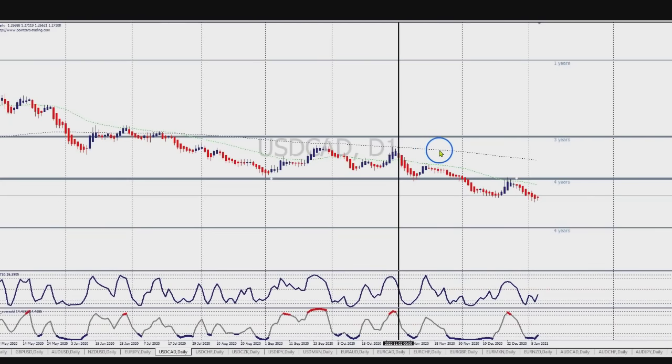So whenever we have price trading either above or below the 200 period moving average, we trade in that direction. If price is trading below the 200 period moving average, we want to look for shorts, right? We want to look for sell trades. If price is trading above this 200 period moving average right here, then we want to look for buy trades. So since price is trading below the 200 period moving average, we already know that we want to look for a sell setup.